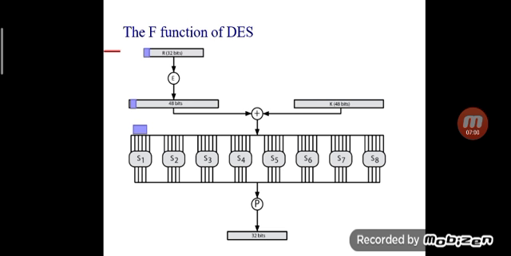Okay, so first we can divide our input plain text, which consists of 64 bits. The 64 bits is divided into two equal halves, that should be 32 and 32. By using the expansion function, we can expand the 32 bits into 48. Okay, and on the other side, our key is of 48 bits, so that must be XORed.